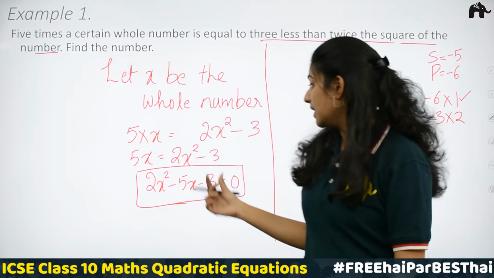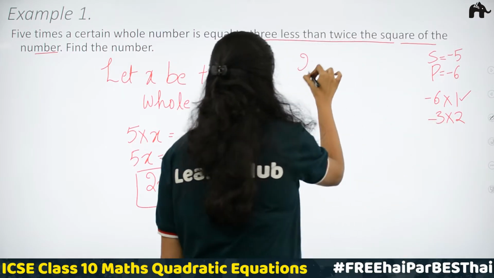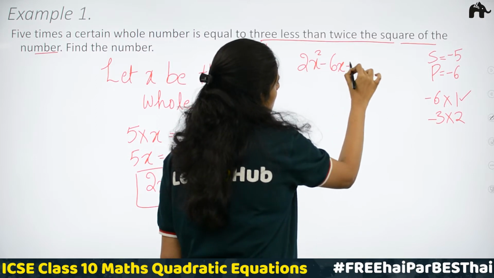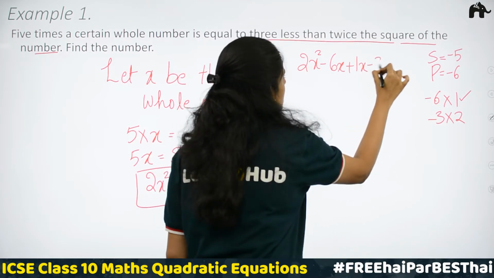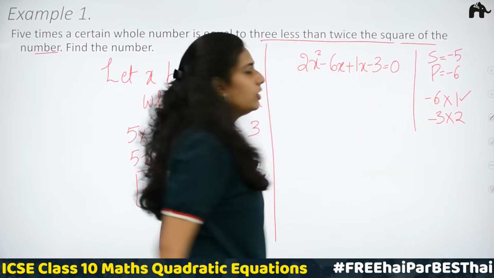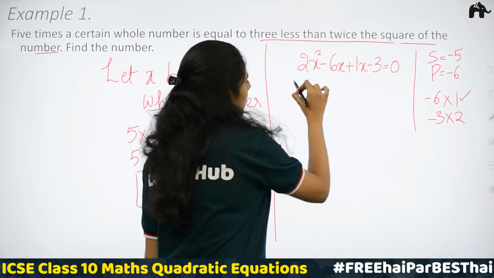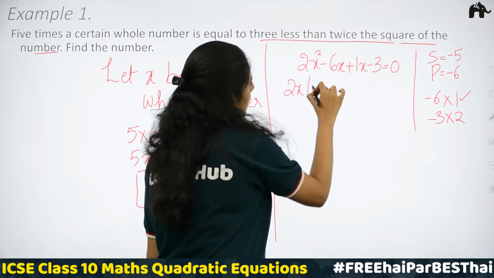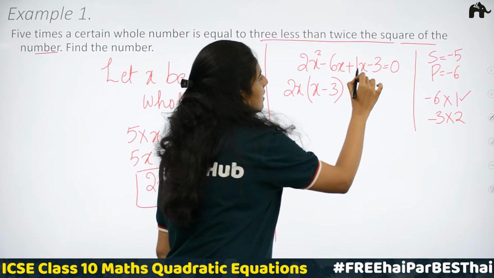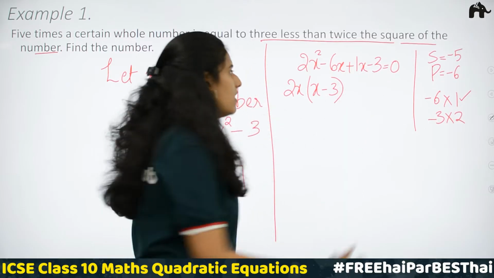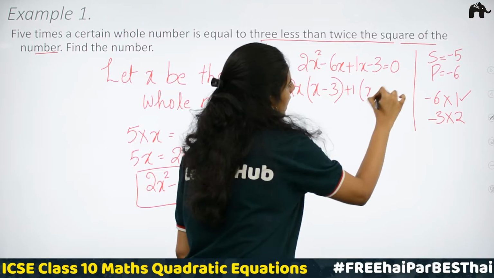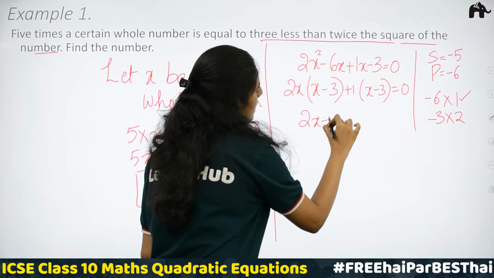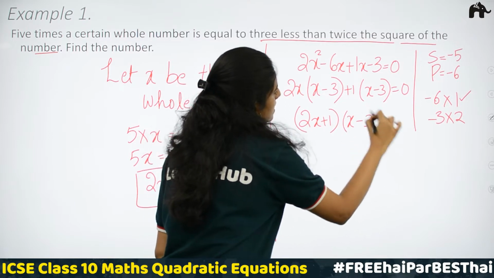Okay. Splitting the middle term. Here we have 2x square minus 5x becomes minus 6x plus 1x minus 3 is equal to 0. Okay. Now taking common 2x square and 6x, we can take 2x common. Remaining we have x minus 3. Then x minus 3. From this only 1 we can take as common, plus 1 into x minus 3 is equal to 0. That is 2x plus 1 into x minus 3 is equal to 0.